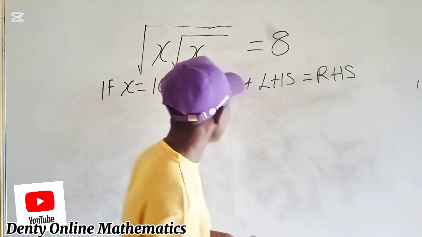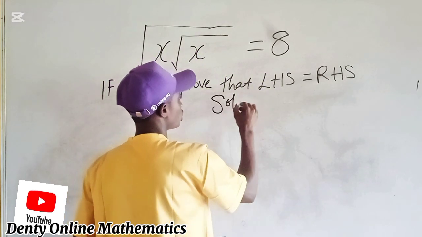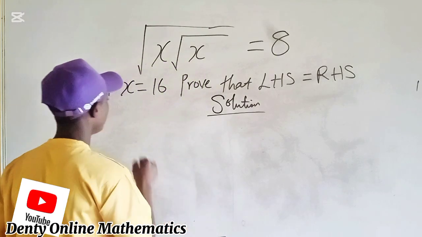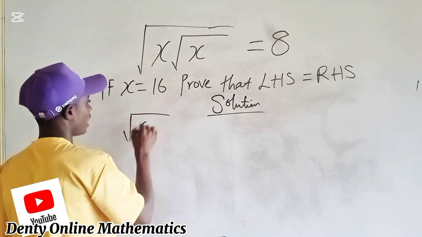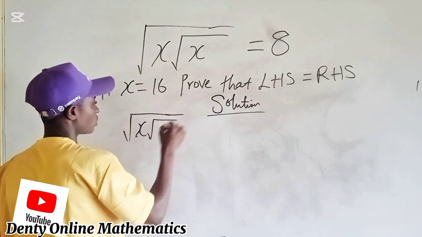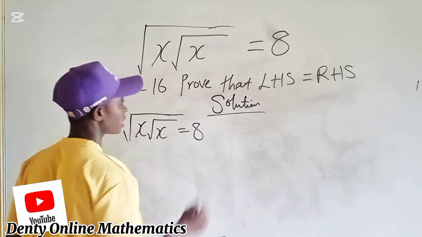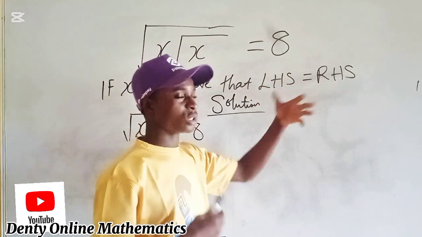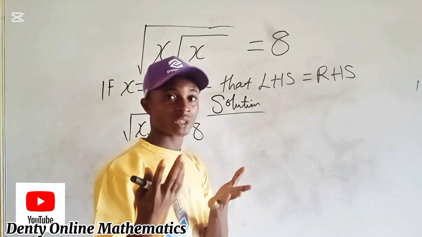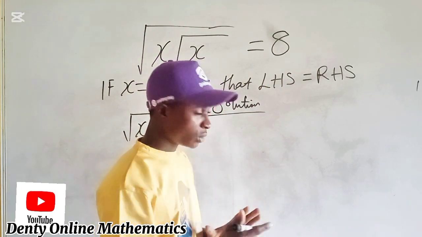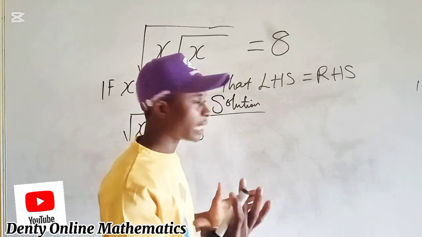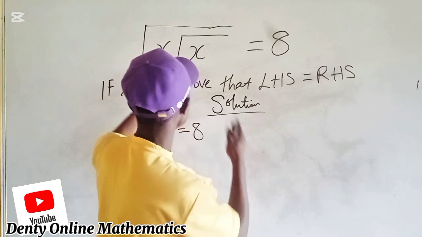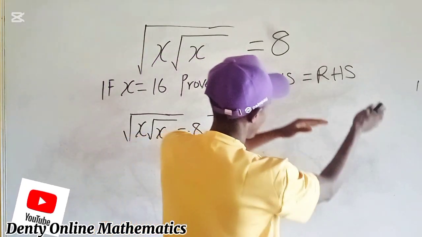Now let's dive into the solution to this problem. Alright, we have the square root of x multiplied by another square root of x, and all of this is equal to 8. Why must it be said that the left hand side is equal to the right hand side? Because this is an equation. An equation has two sides, the left hand side and the right hand side. That means the unknown side and the constant side. So if you see, this is the left, while this is the right.